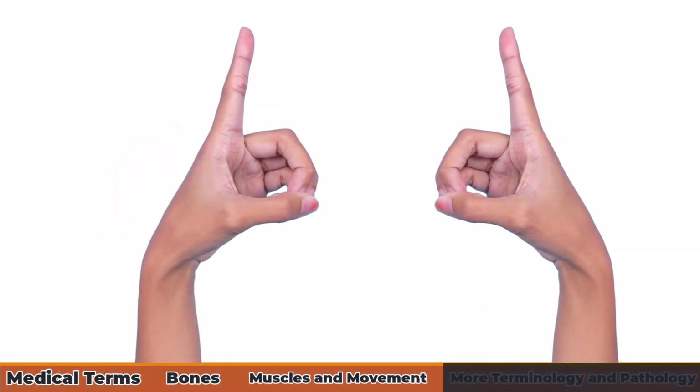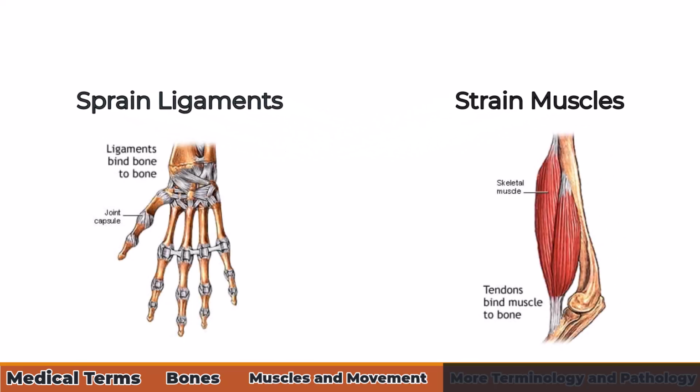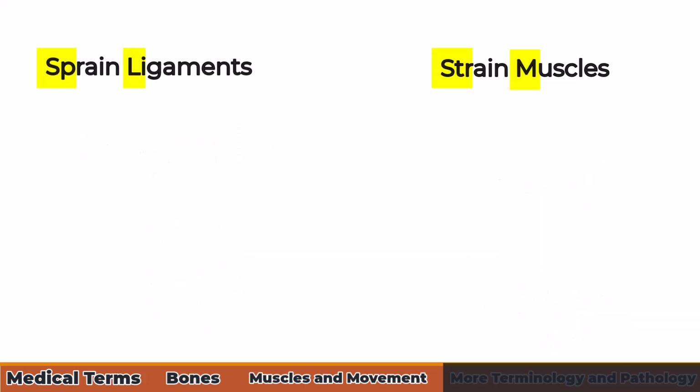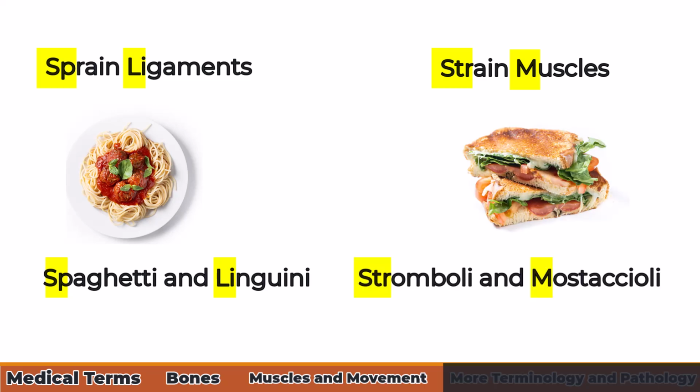Another thing to remember, you sprain ligaments, but you strain muscles. To remember, I connect the first few letters to my favorite Italian dishes: spaghetti and linguine versus stromboli and mustaccioli. It's silly, I know, but trust me, it works.